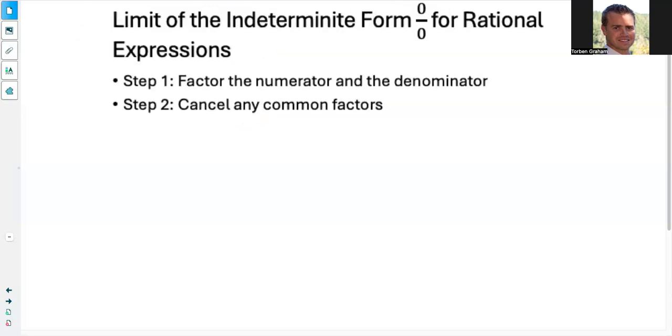Now we also have what's known as a limit of indeterminate form 0 divided by 0 for rational expressions. This is when, as we approach our specific a value, our numerator and denominator both approach 0. When we have this, we want to factor the numerator and our denominator, and then cancel any common factors. And then we can essentially use our substitution property.